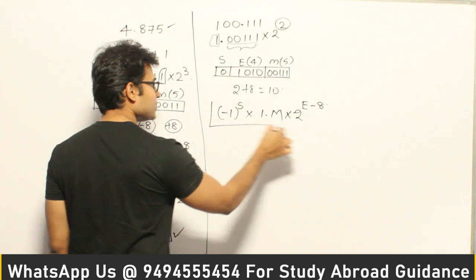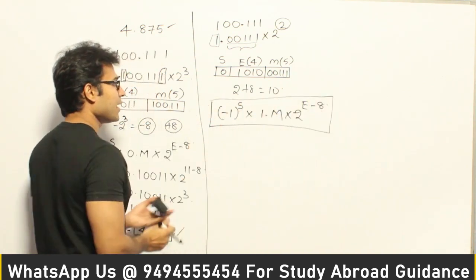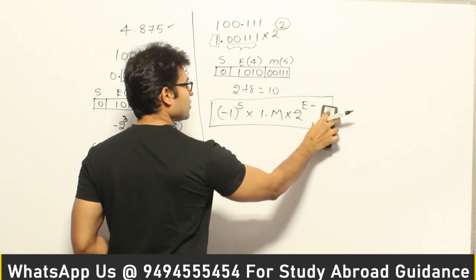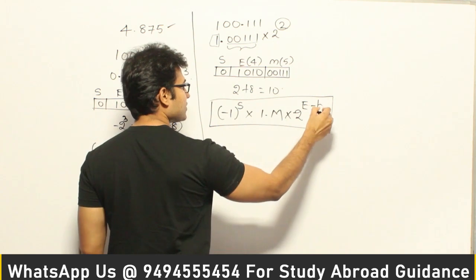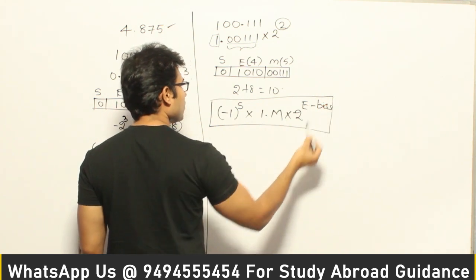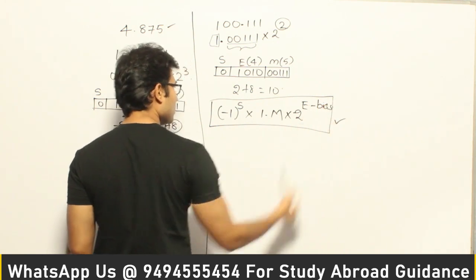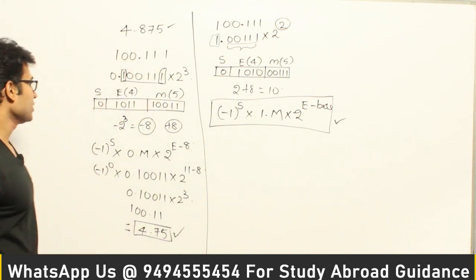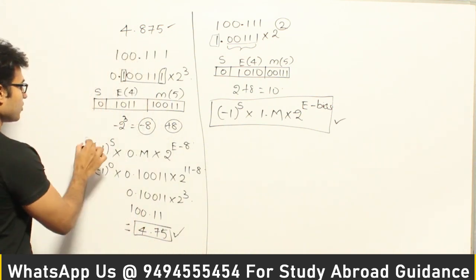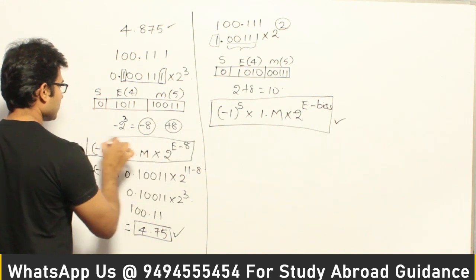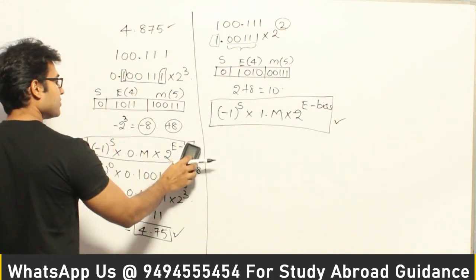The entire formula is same. Depending on what the bias is, you are going to change this number. So let me write it as e minus bias, right? Therefore this is the formula we are going to use in case of implicit normalization. And what about the formula that we are going to use in explicit normalization? This one, right? So let me write it as minus bias.